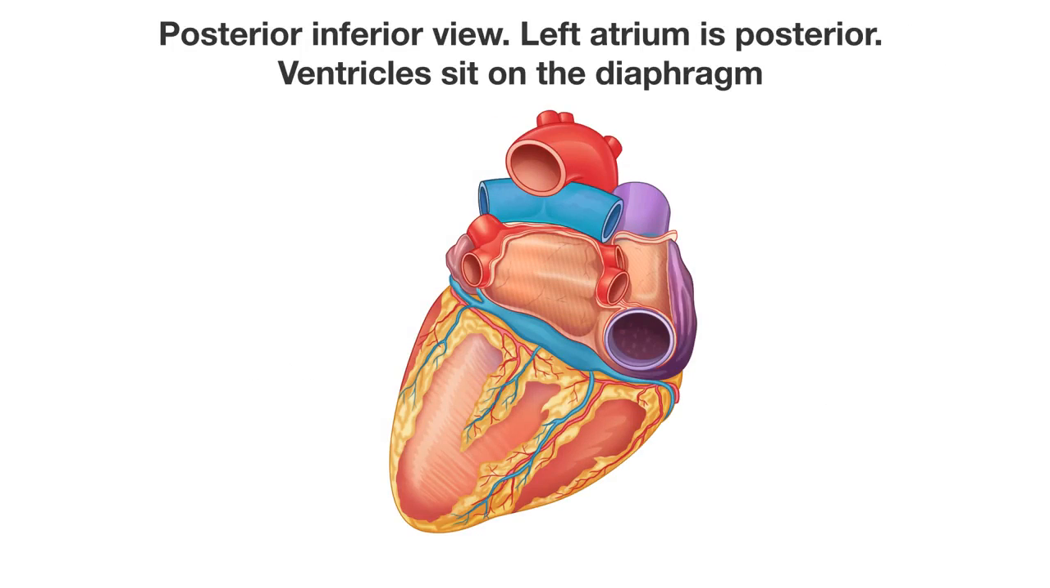This is a posterior inferior view of the heart. We see that the left atrium is posterior, up against the vertebral column and the esophagus. The right and left ventricles sit on the diaphragm, forming what is called the diaphragmatic surface of the heart.